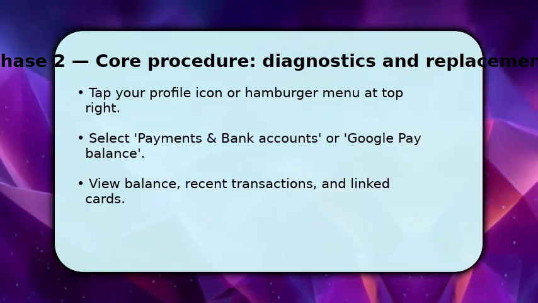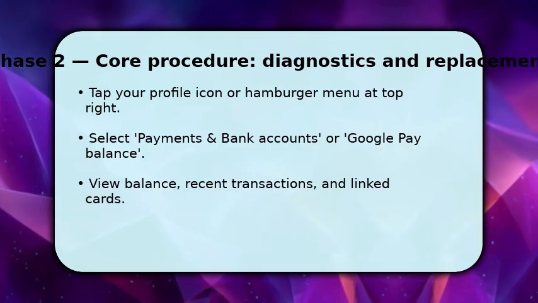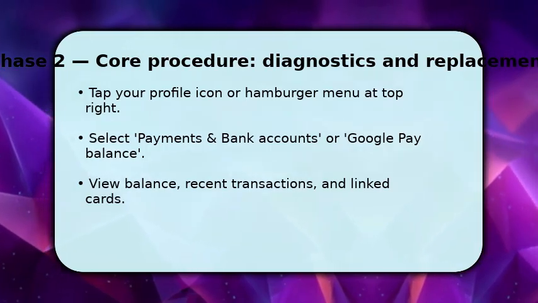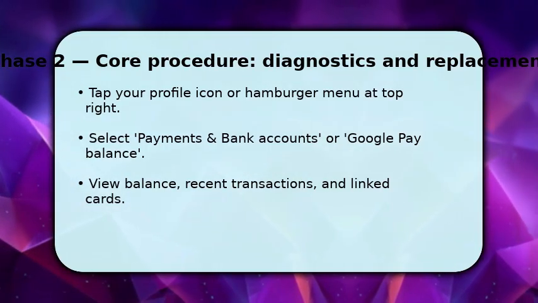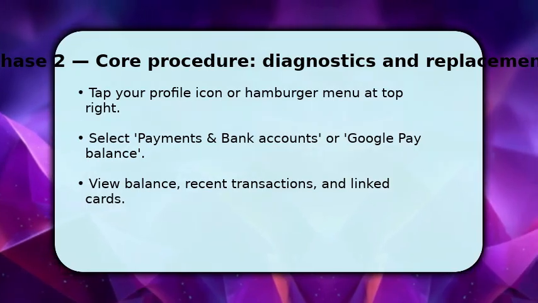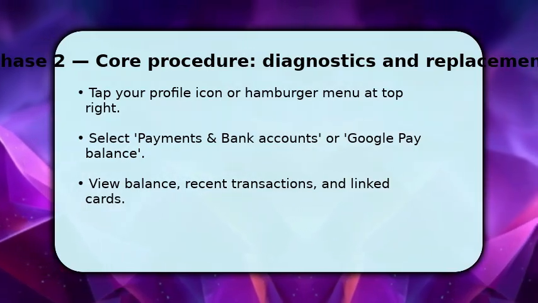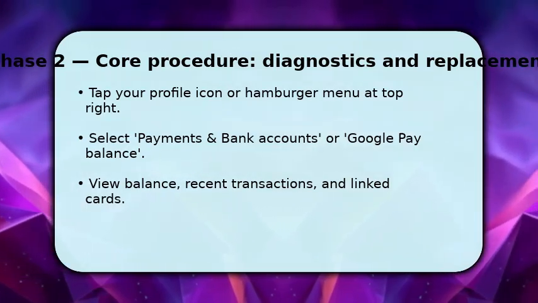Once inside, scan the screen for the numeric balance and the recent transactions list. These explain why the number changed. If you need details, tap a transaction to see date, merchant, and amount so you understand every movement.